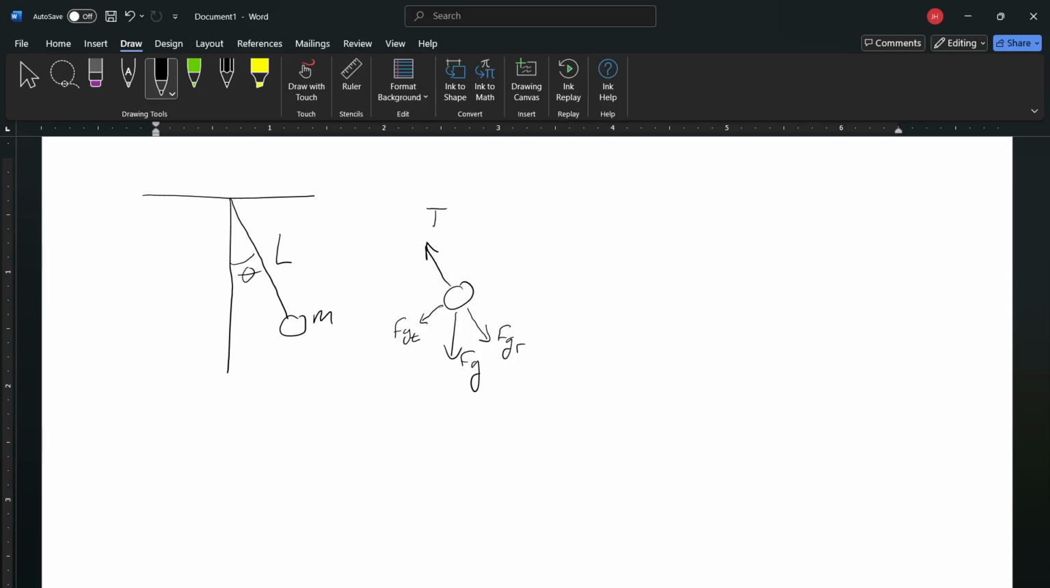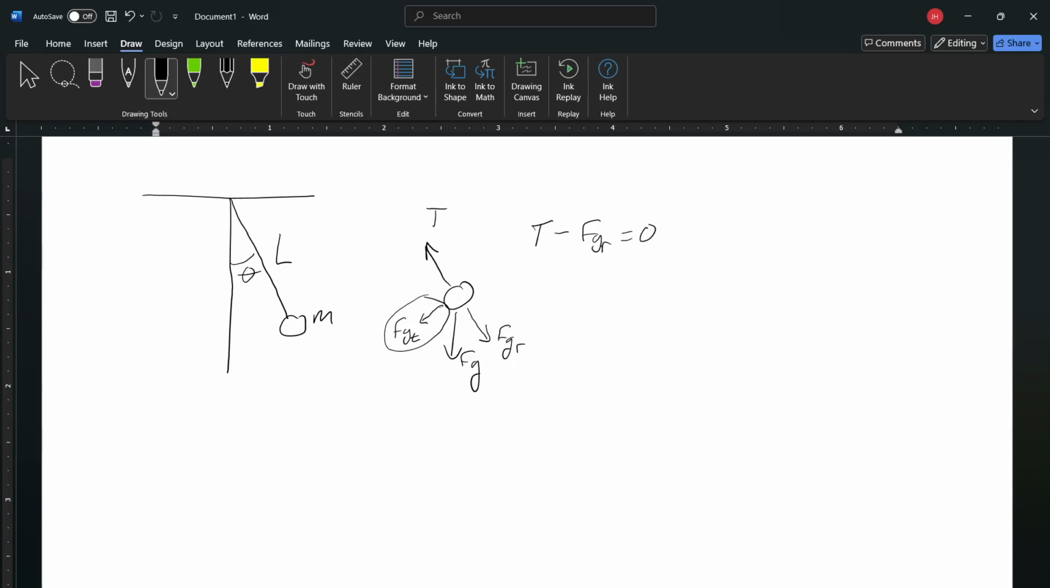Okay. Now you can see that the mass is not moving radially in or out, and so the tension minus F_GR must equal 0. There's no acceleration, therefore there's no net force, therefore those two must equal 0. But we don't actually really care about that for this type of motion. What we're trying to find is the motion that causes it to accelerate. So that's going to be this force right here.